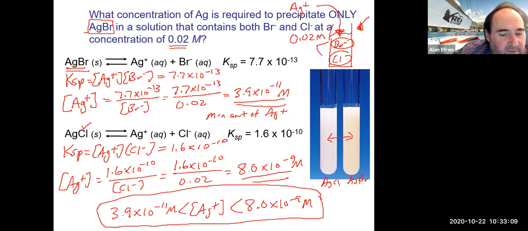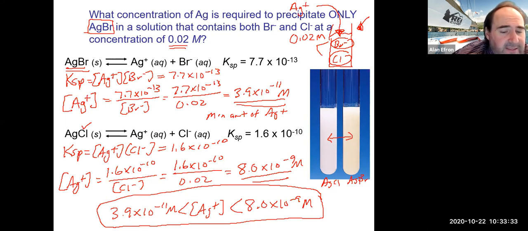And that solid, once you get to 8 times 10 to the minus 9 or above, should start to be the silver chloride that's coming out, also a white solid. So this is a way that you could use Ksp to selectively precipitate out one ion while leaving the other one in solution. And in both cases, the precipitating reagent is silver.